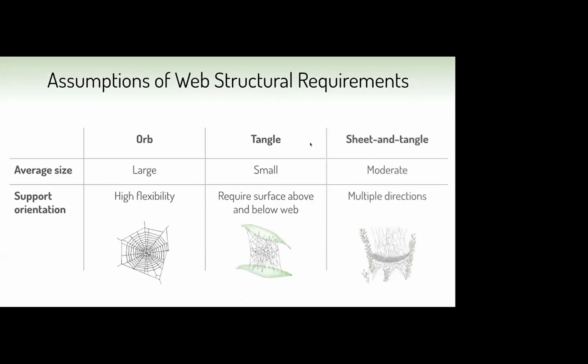Finally, for sheet and tangle webs, we assume that these require intermediate amounts of structural support from their environment. We assume that they're moderate in size and that they're less restricted in where they can be built than tangle webs, but still require support from multiple directions surrounding the sheet.